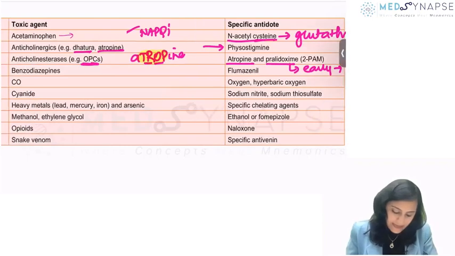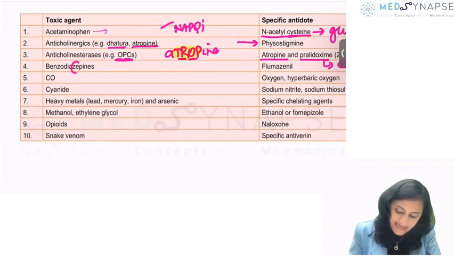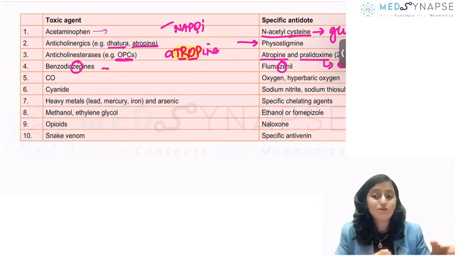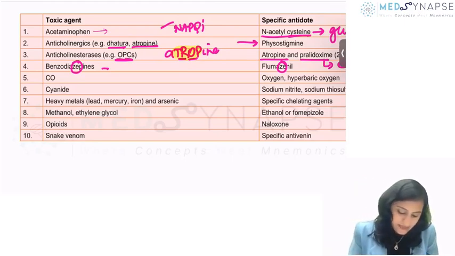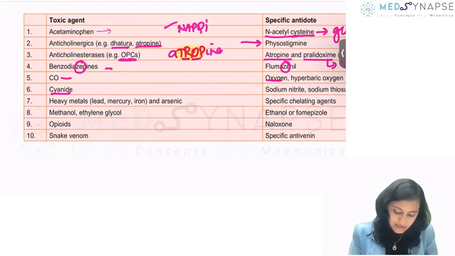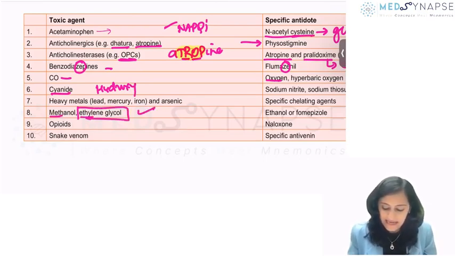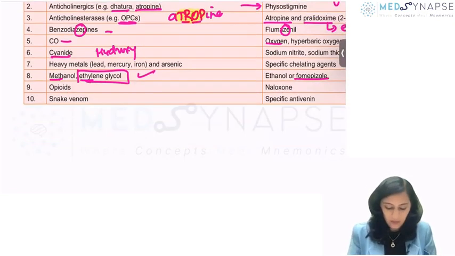Next one, benzodiazepine. Diaze is flumaze. So do not confuse this with fomepizole. Fome is methanol and this is diaze. Carbon monoxide is oxygen. Cyanide is sodium nitrite, sodium thiosulfate, hydroxocobalamin. Heavy metals is chelating agents. Methanol and even ethylene glycol, it is fomepizole.